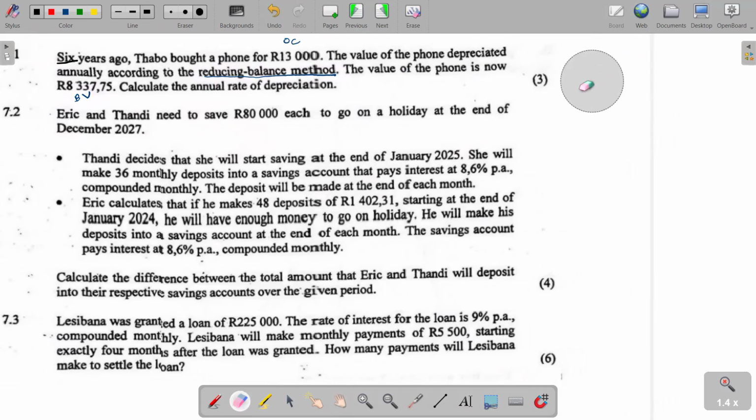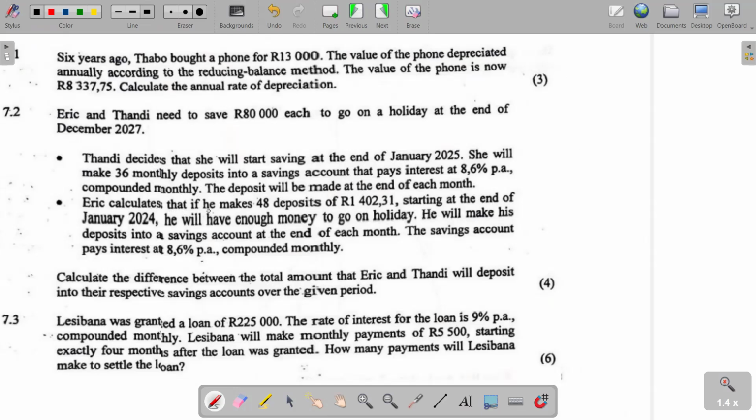They are saying Eric and Tandy need to save 80,000 each to go for a holiday at the end of December 2027. Then Tandy decides that she will start saving at the end of January 2025. She will make 36 monthly deposits into a savings account that pays interest at 8.6% per annum, compounded monthly. The deposits will be made at the end of each month.